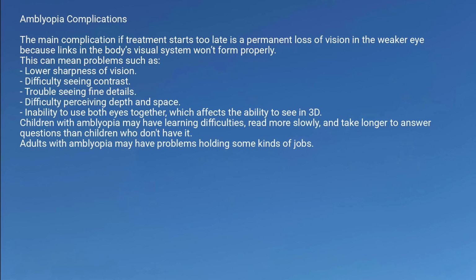Children with amblyopia may have learning difficulties, read more slowly, and take longer to answer questions than children who don't have it. Adults with amblyopia may have problems holding some kinds of jobs.